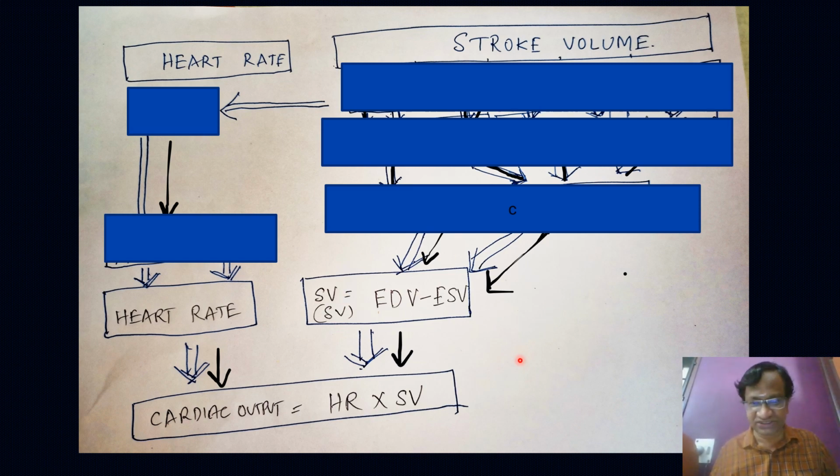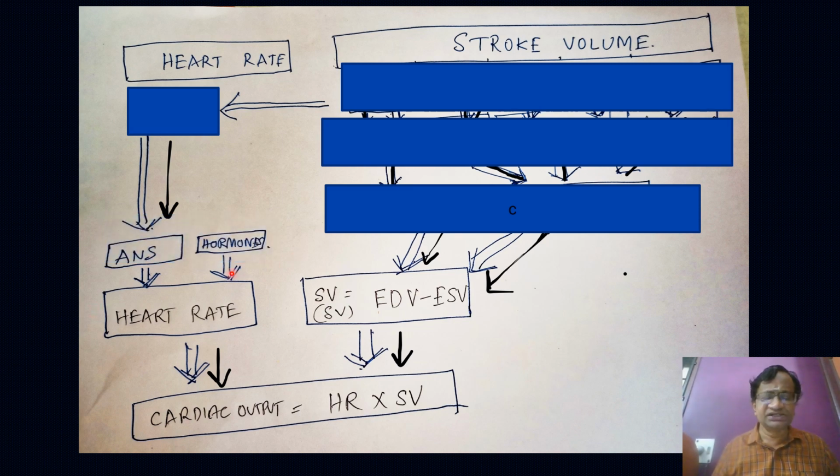Leave alone all those things. Now the stroke volume is end diastolic volume. At the end of the diastole, around 150 ml or 140 ml is there, from which it pushes out 70 ml, which means 70 ml is the stroke volume.